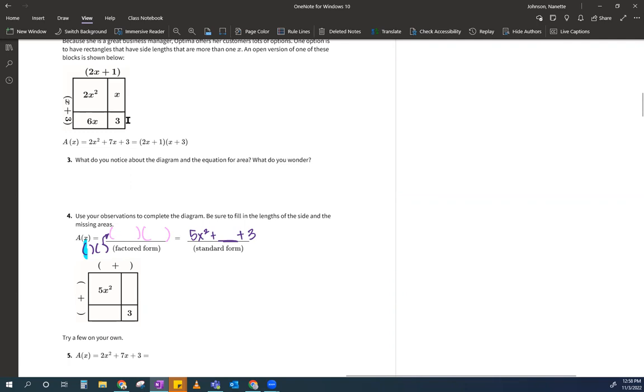So how do you know? How would you check your answers? Let's say during a quiz day, you had this here and you said, oh, this is its factored form. How would you check? How would you check?